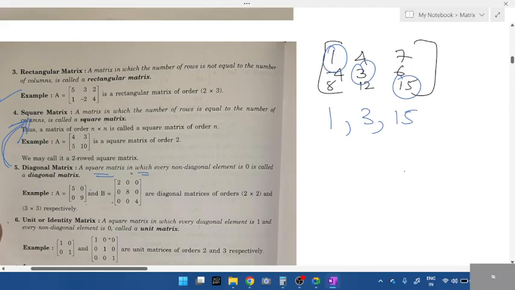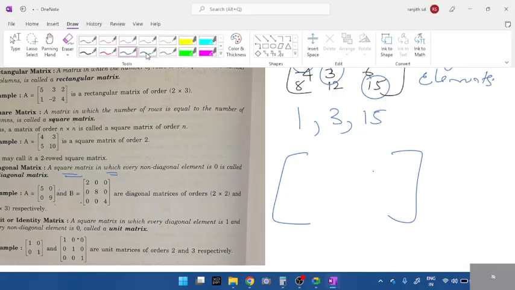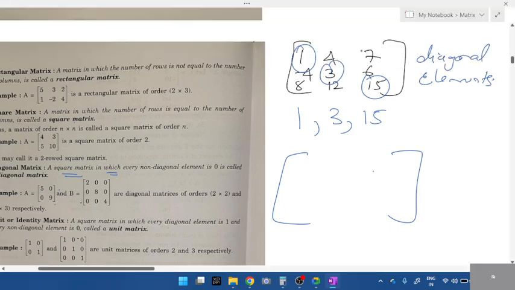A diagonal matrix is a square matrix in which every non-diagonal element is 0. Look at the difference. The first one I have written is diagonal elements. Diagonal elements are basically only the elements in the diagonal position, 1, 3 and 5. Other numbers can be 0 or can be a number, it doesn't matter. But when it comes to a diagonal matrix, it should be a square matrix.